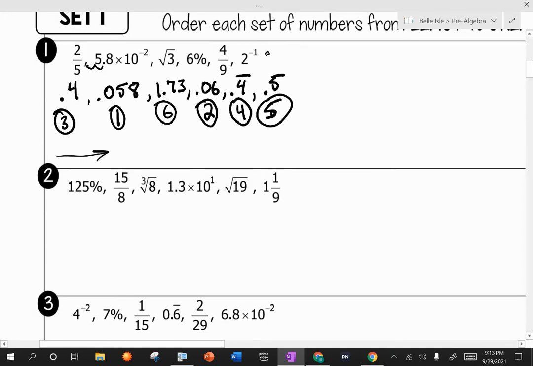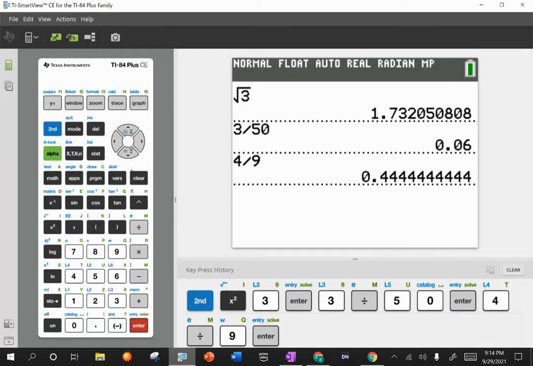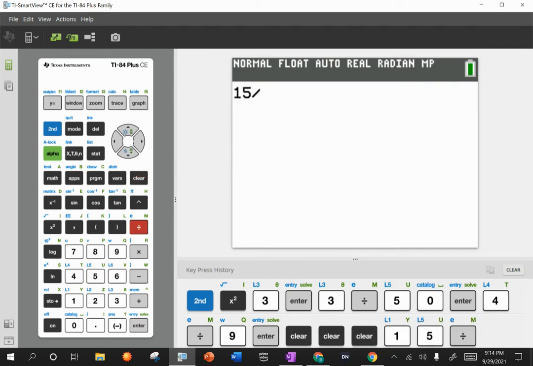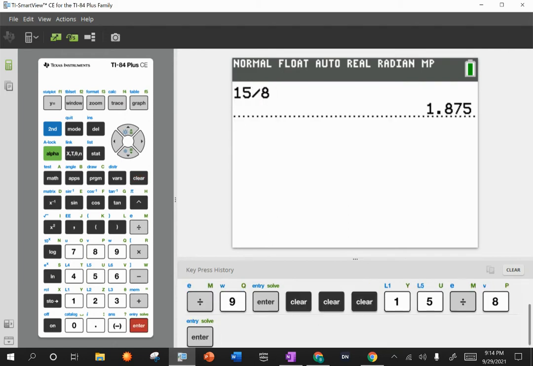All right, so let's do number 2. So we have 125%. That's out of 100. So we're going to call that 1.25. 15 eighths. So 15 divided by 8. It's going to give us 1.875.